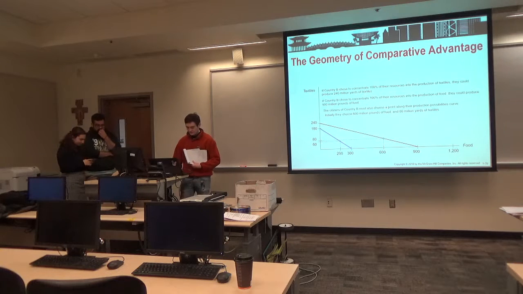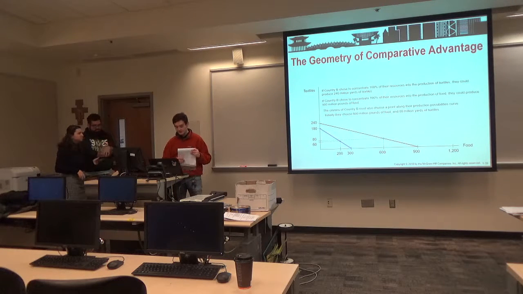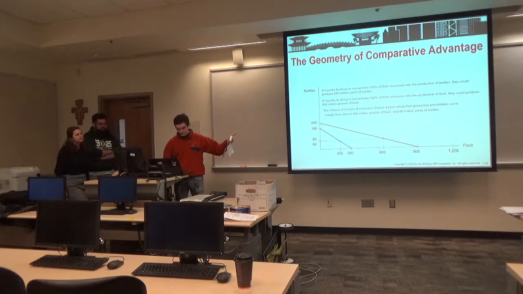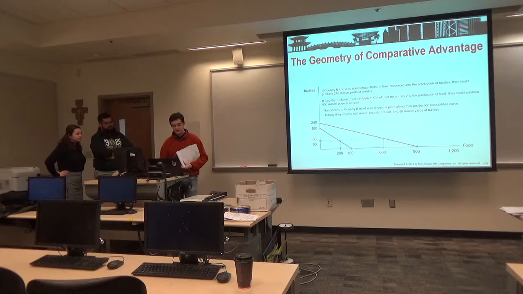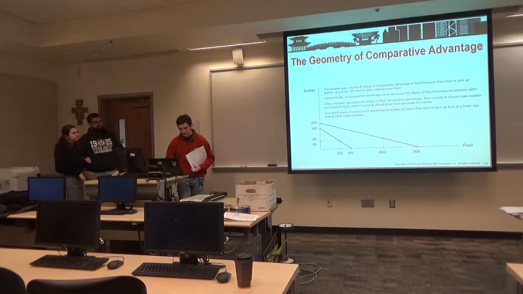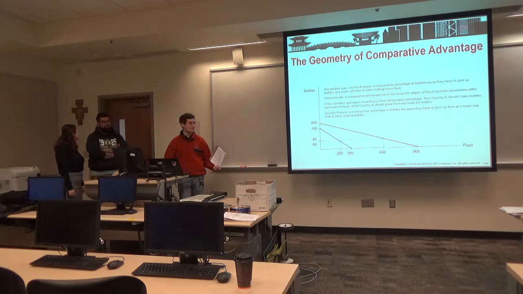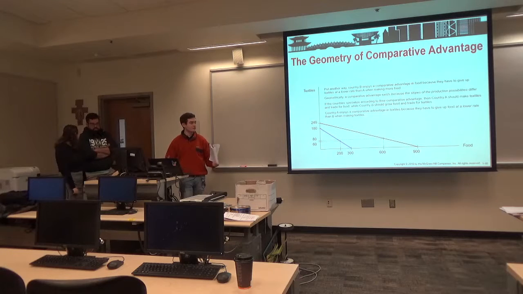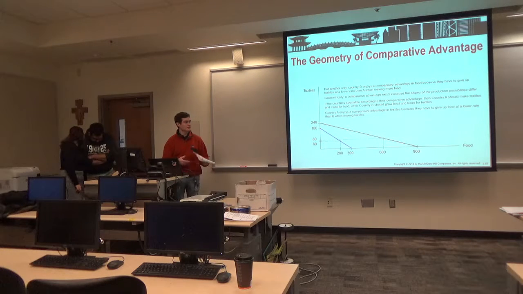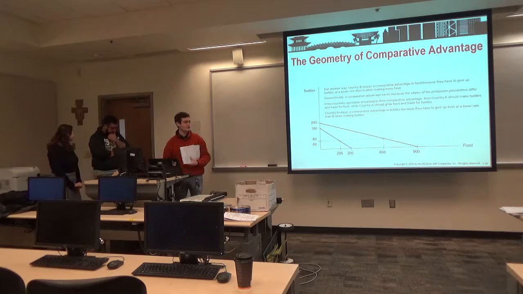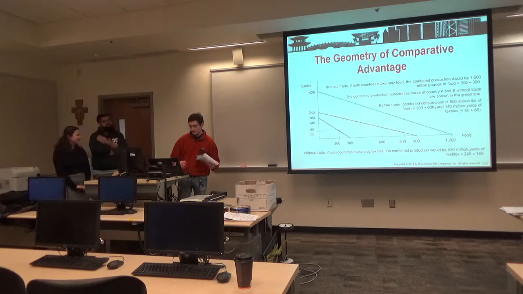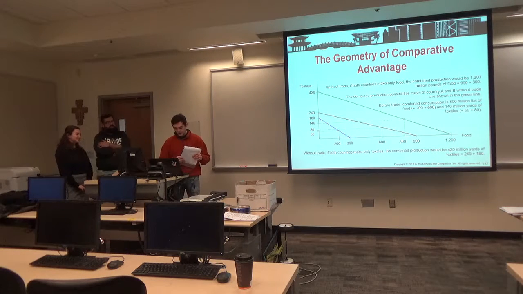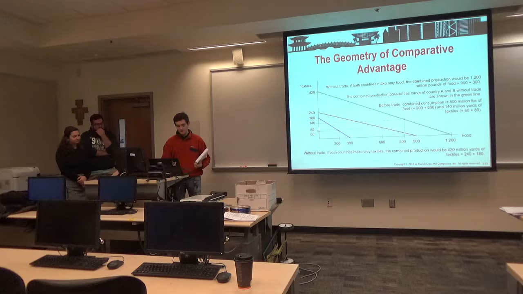If country B has to concentrate 100% of their resources in the production of food, then they could produce 900 million pounds of food, as you can see on the graph, and 240 million pounds of textiles. If the countries specialize according to their comparative advantage, then country A should make textiles and trade for food, and country B should grow food and trade for textiles. That's when trade comes in, because country A has the comparative advantage for textiles, but country B has the comparative advantage for food.